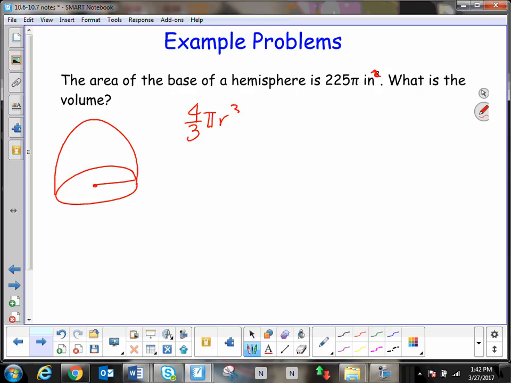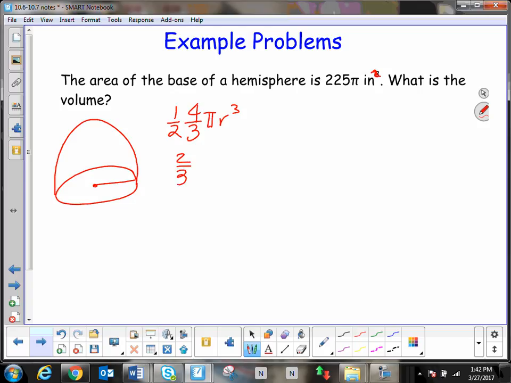4/3 pi r cubed. But what do we want to do to that? Divide it by 2 or multiply by half. I'd rather multiply it by half, just because it looks easier when you multiply fractions. Having a fraction in a numerator looks kind of difficult. So we're going to do that, which makes it easy because what's half of 4/3?